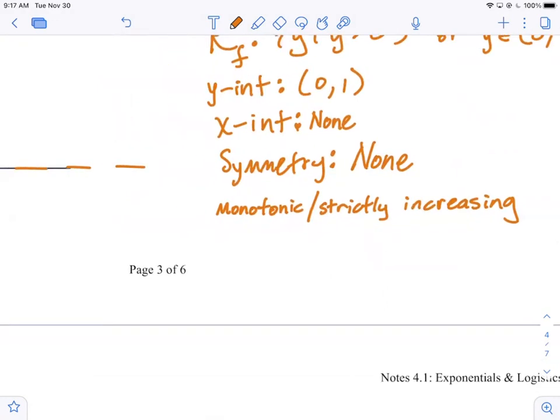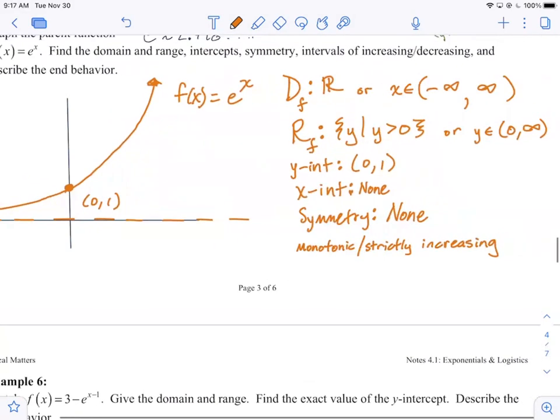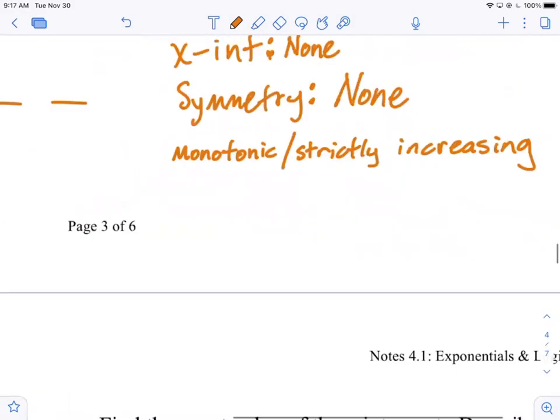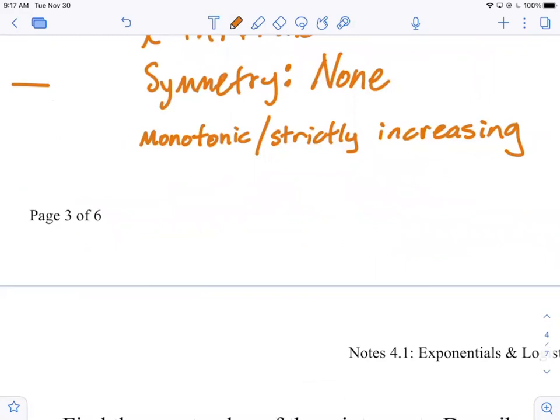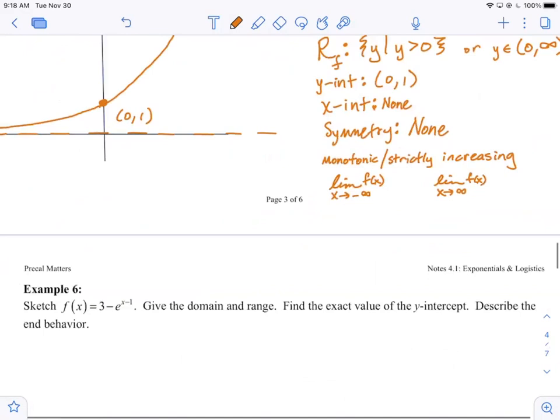Strictly is the same thing, one thing and one thing only. So that just means it's going uphill anywhere and everywhere, from left to right. And then the end behaviors. Let's go ahead and write those out. How do we show the analysis for the end behaviors? You could say the limit of f(x) as x goes to negative infinity, and then the limit as x goes to positive infinity of f(x). Yeah. So what's the left end behavior?